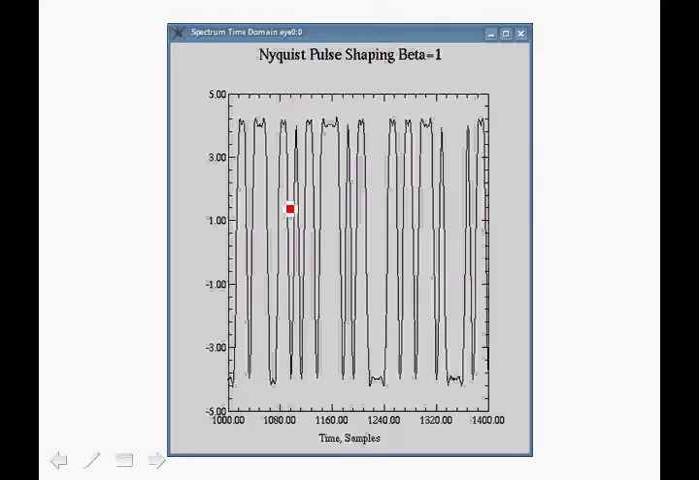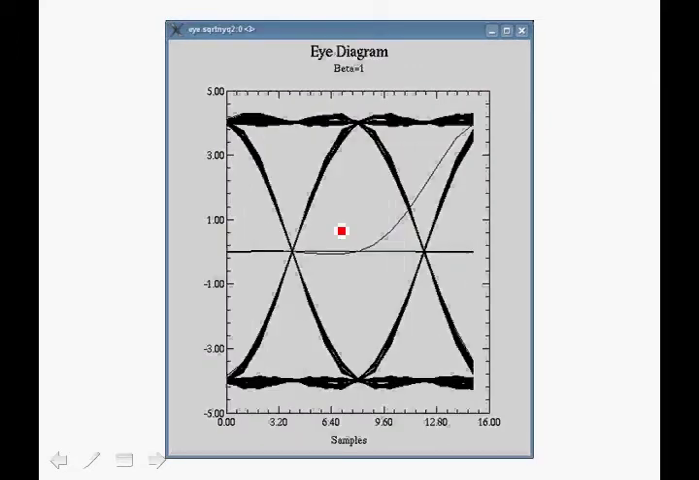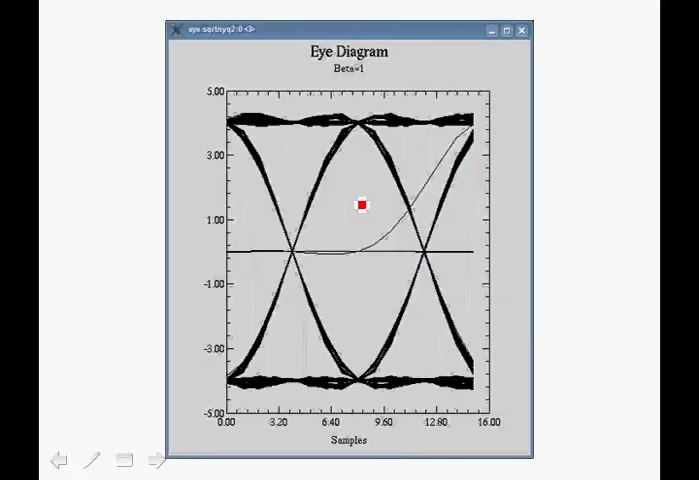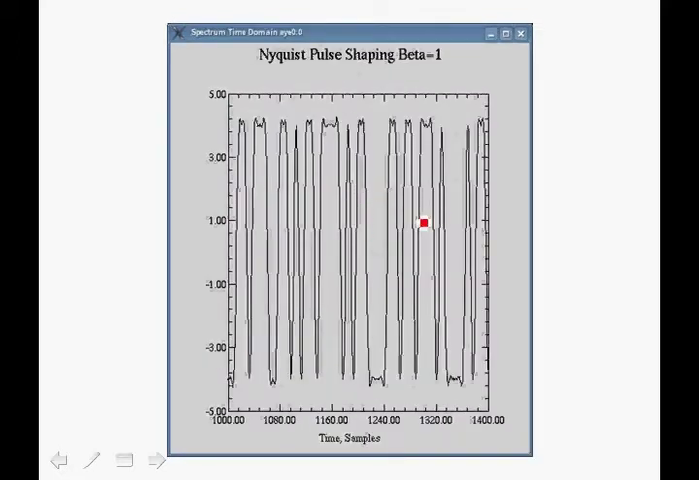Now, in digital communications, we need to look at this signal from a different perspective. If we take a fixed interval, for example, over 2 symbols, and we fix that interval and overlap all the time domain signals over that interval, we get what you call an eye diagram. So here is the eye diagram for beta equals 1, or 100% excess bandwidth. We see that the eye diagram gives us a much more informative view than just the time domain signal shown over here.